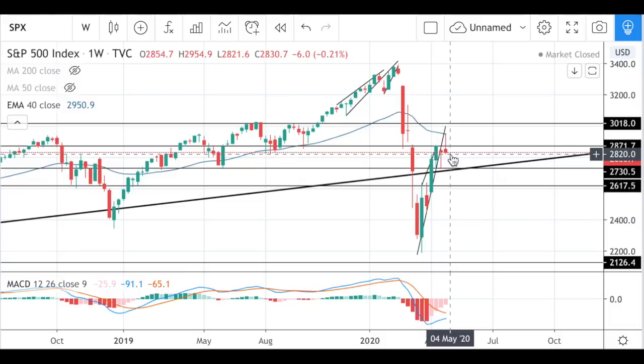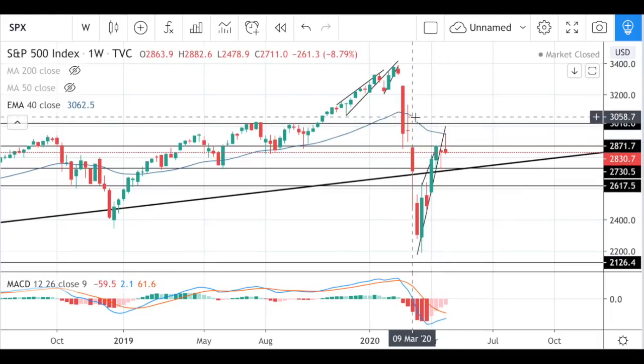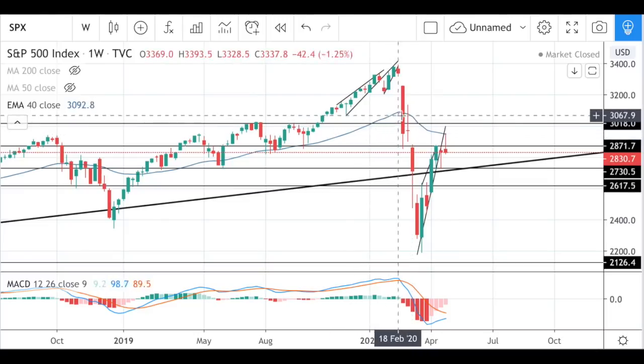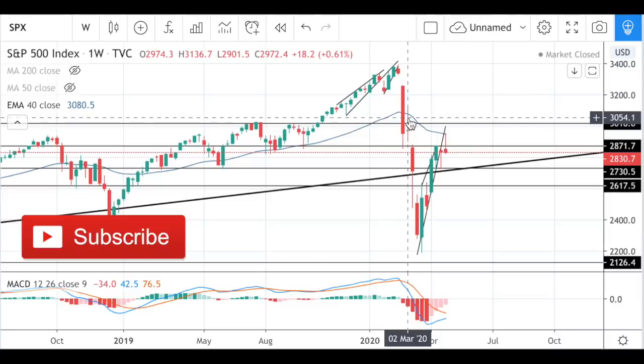This is going to be a technical analysis of the S&P 500. The S&P 500 closed the week red. We had a big reversal on Thursday and Friday, and we had a perfect clean rejection of the 40-week exponential moving average. That is a bearish technical development.